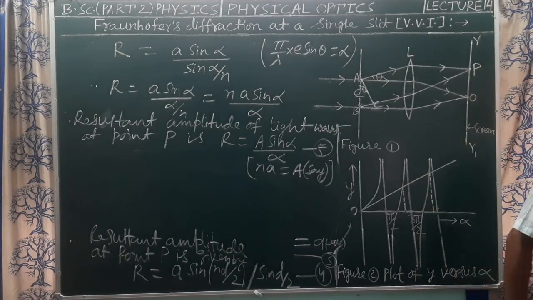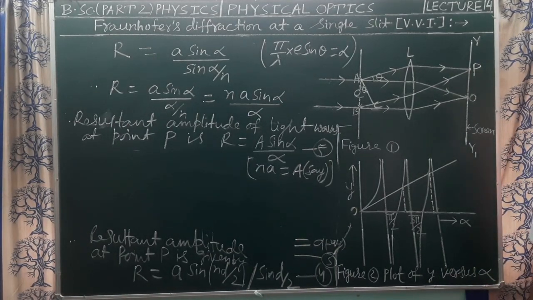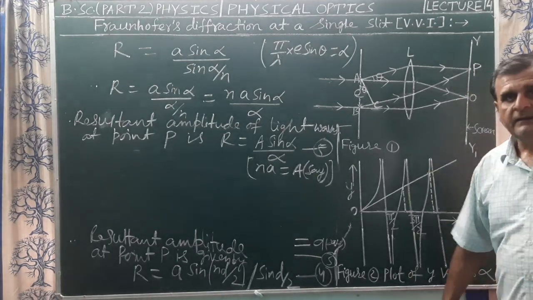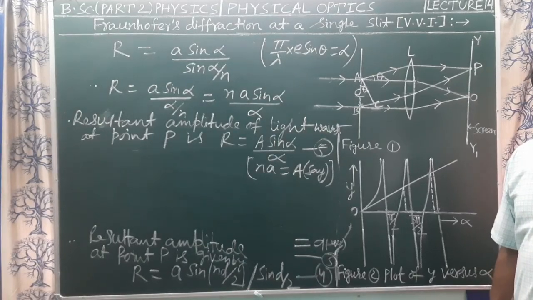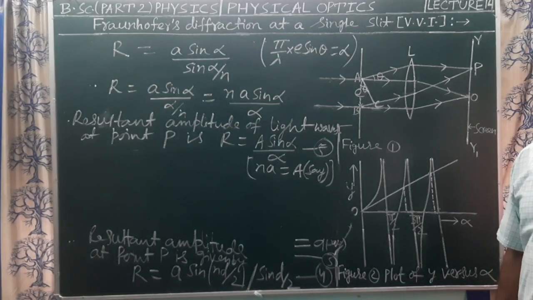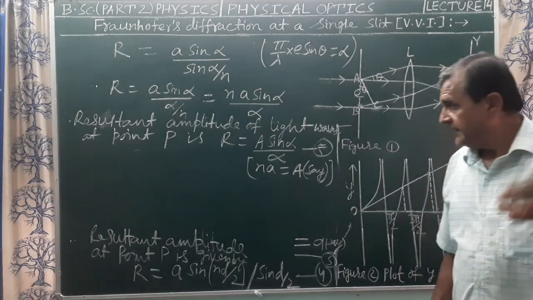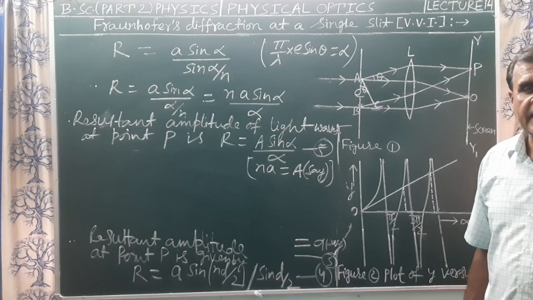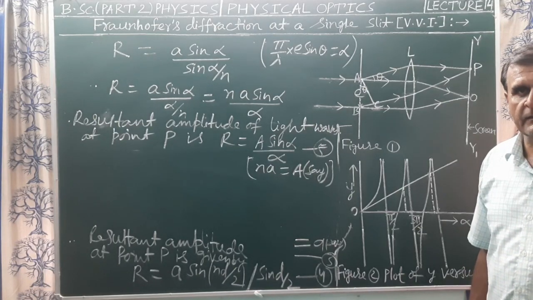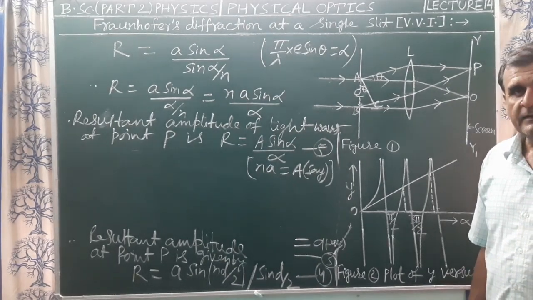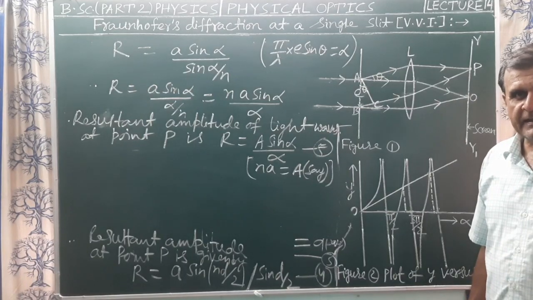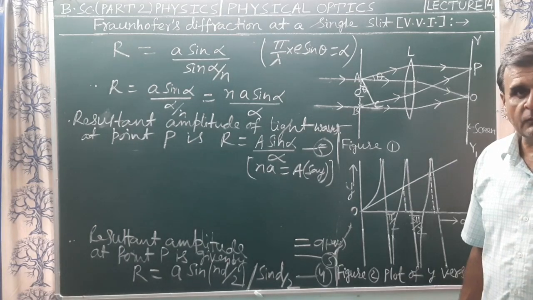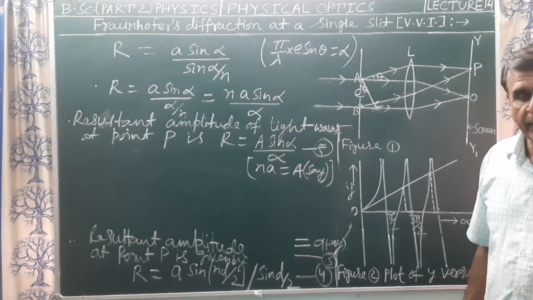Now the resultant intensity of light at point P of the screen is given by I is equal to k R square. Since intensity of light is directly proportional to the square of the amplitude, I varies as capital R square. Resultant intensity of light at point P, suppose it is just capital I, is directly proportional to capital R square, and we can write it as I is equal to k into R square, where k is a constant of proportionality.